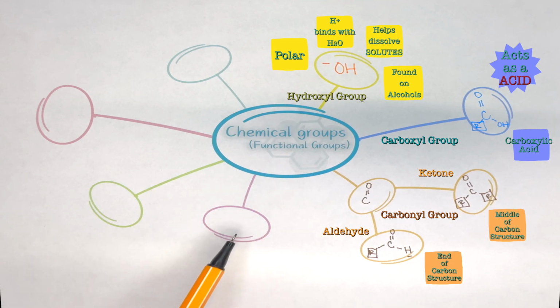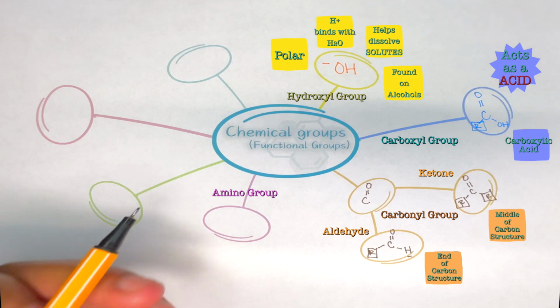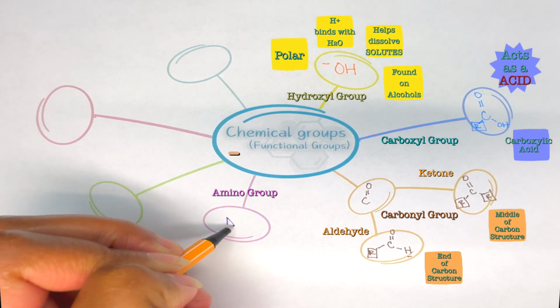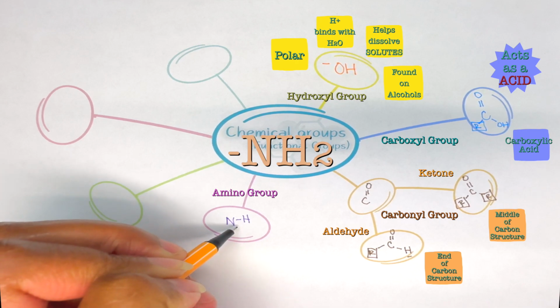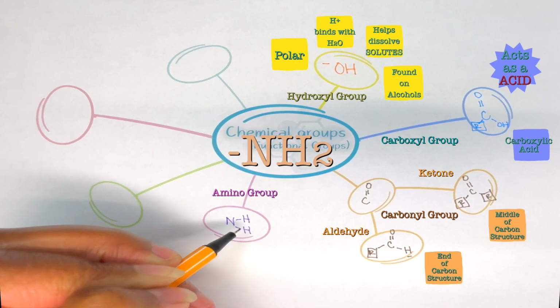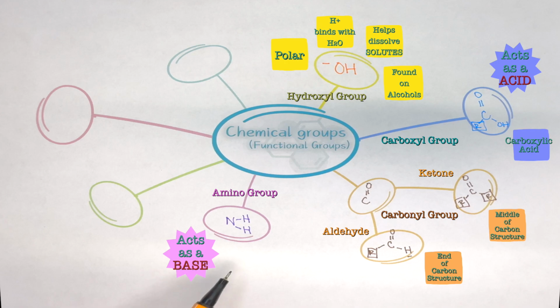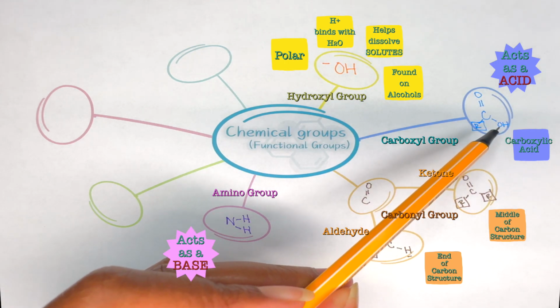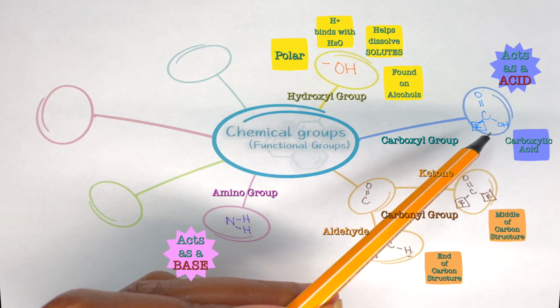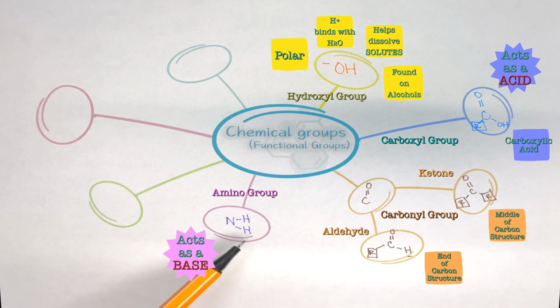Let's go ahead and talk about the amino group. So when it comes to the amino group, you want to look for a nitrogen bound to hydrogens, a nitrogen bound to 2 hydrogens. What's cool about this amino functional group is that it acts as a base. So just like how the carboxyl group over here has a special function of acting as an acid, we have the amino group over here that has a special function of acting as a base.